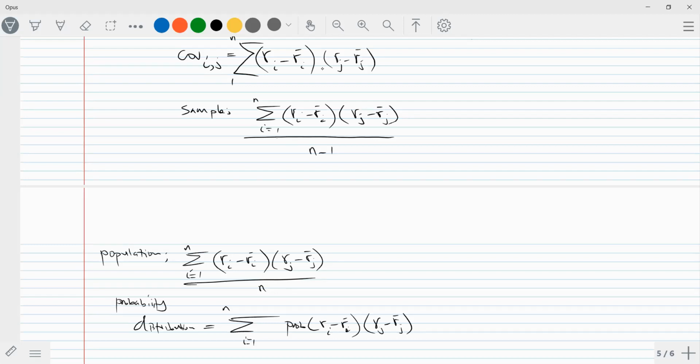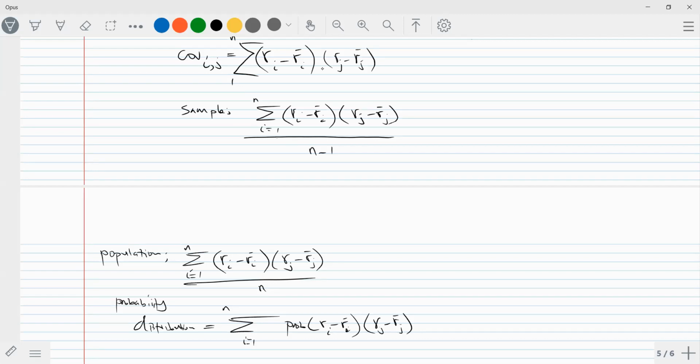If it was negative, then it means that if the returns of I are increasing, then for J they are decreasing. They are moving in the opposite direction. That's the only meaning you can get out of the covariance.